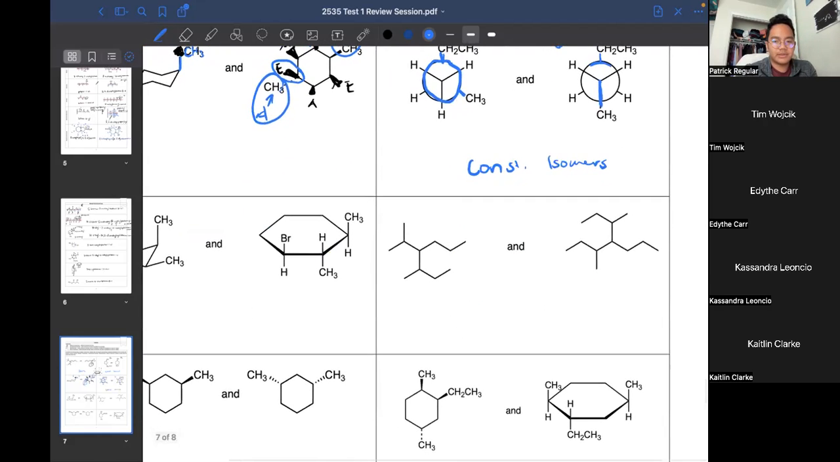Now let's look at this one on the right. Are they different, same, constitutional isomers, or stereoisomers? Would it be stereo? No, they would be different, because if we look at the longest parent chain, 1, 2, 3, 4, 5, 6, and 1, 2, 3, 4, 5, 6, 7. Even though we have a butyl group on both sides and a methyl branch, the parent chains are different. This has one extra carbon than it should have. So they're different molecular formulas.